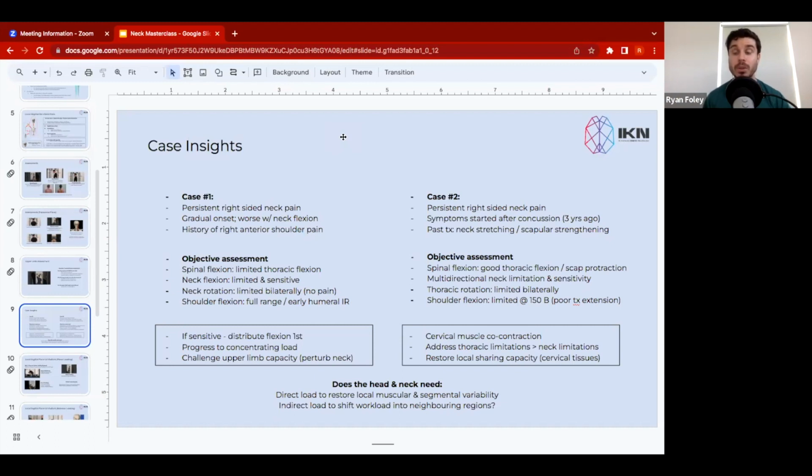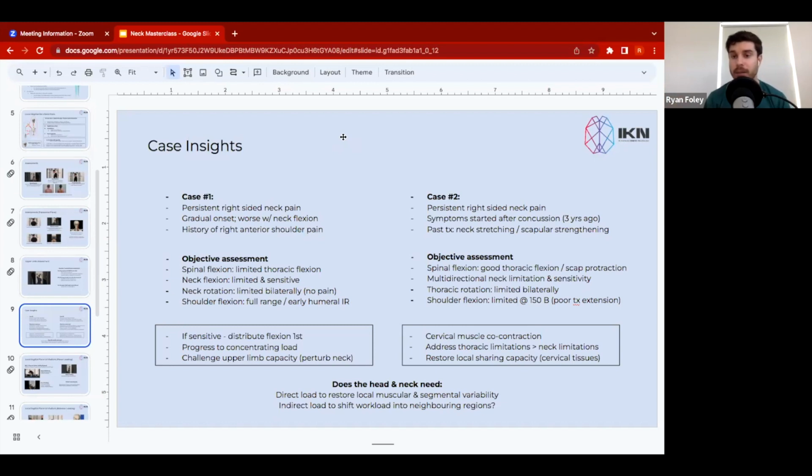So perhaps we need to restore some thoracic spine flexion, some ribcage flexion, to distribute some flexion across the cervical spine as well. What if, for example, this client is concentrating motion at the cervical spine and not actually able to distribute motion across other neighboring regions as well? And that may be influencing the sensitivity of the local region.